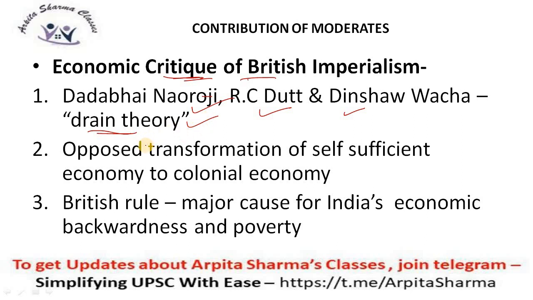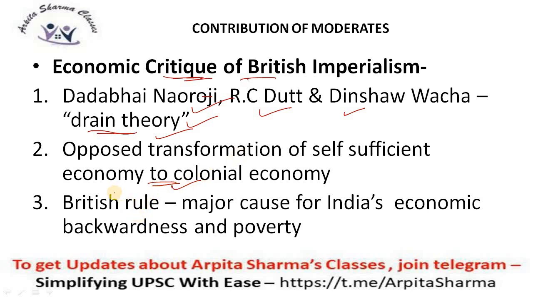Also, the moderates opposed the transformation of a self-sufficient economy to a colonial economy. They thought that India is a self-sufficient economy. We do not depend on anybody else, because even at the time of the Mughals or the Delhi Sultanate, India's GDP was around 20% of the world's GDP. If at that time India's GDP was so high, then how can India be a dependent economy? It cannot be. Hence, the moderates opposed the transformation of a self-sufficient economy to a colonial economy.